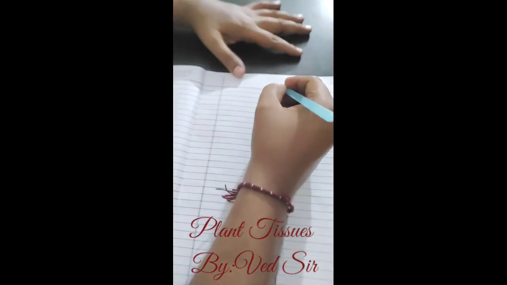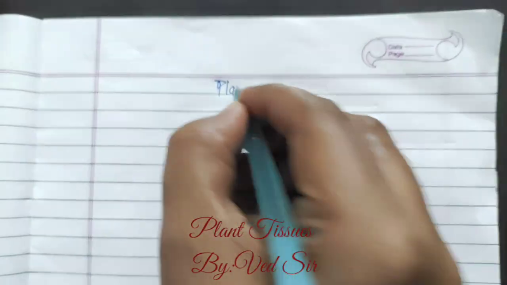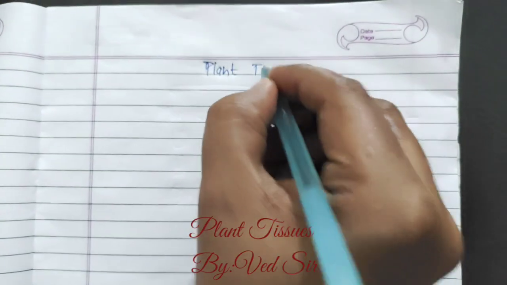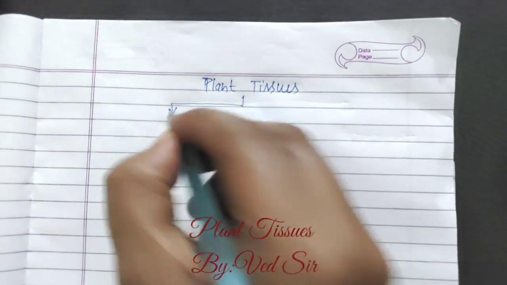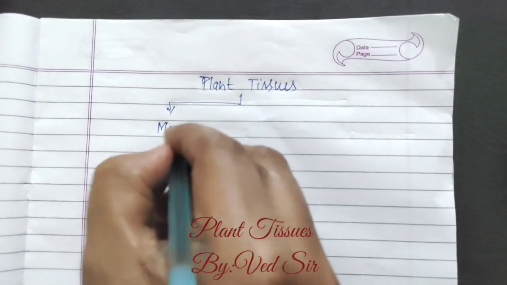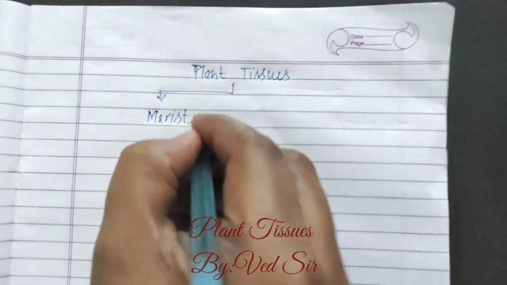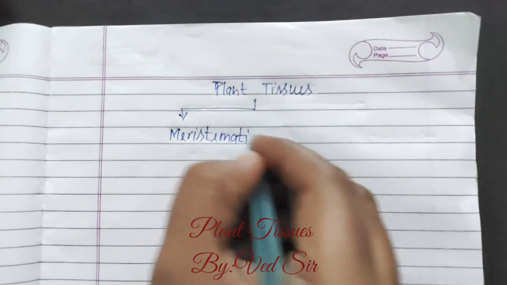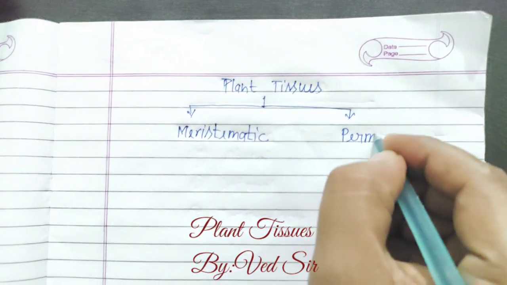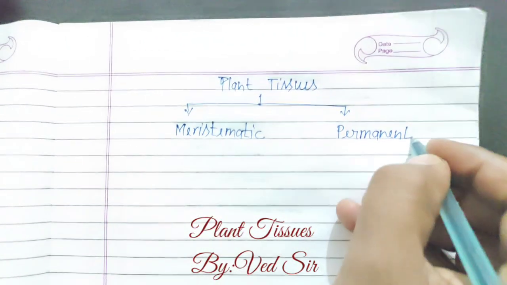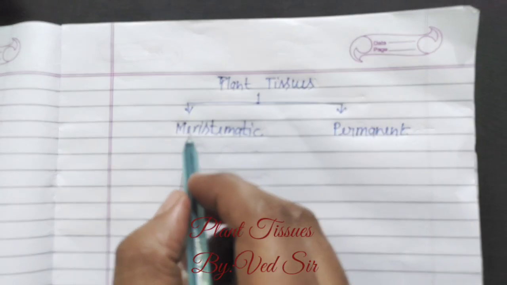So today we will discuss plant tissues. Plant tissues are basically of two types: meristematic and permanent tissues. Firstly, we should understand what is meristematic.